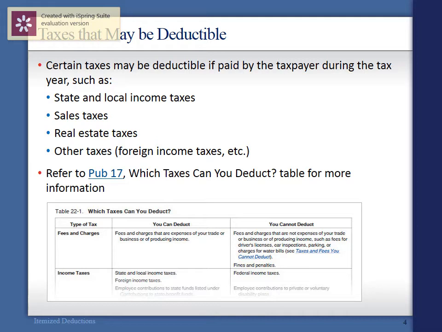Real estate taxes are also allowed under this. If you purchased a home and you're a homeowner, you're going to pay real estate taxes every year, and you are allowed to deduct those real estate taxes on your Schedule A as an itemized deduction. There are other types of taxes which are also allowed as a deduction, such as the foreign income tax. If you have paid taxes on any foreign income that you have earned, that would be deductible in this category. And also excise taxes.